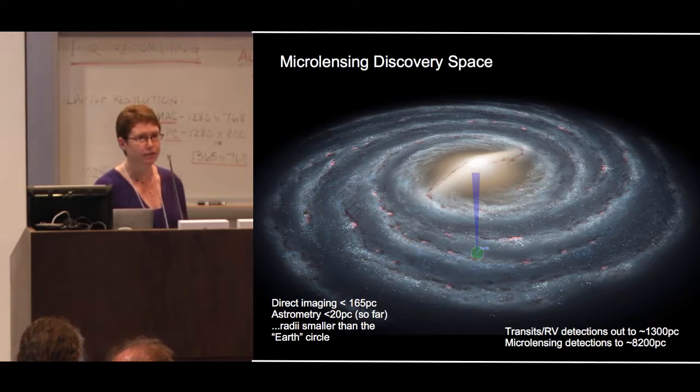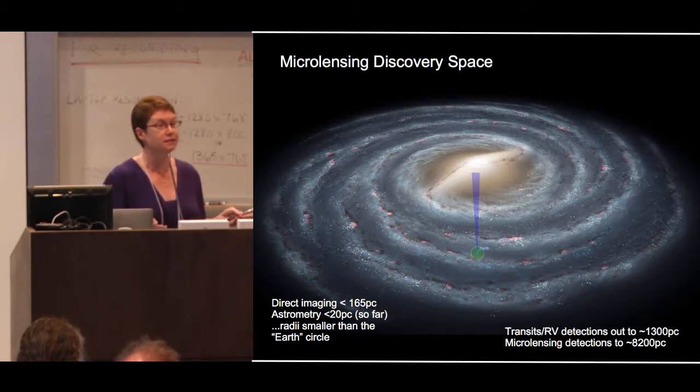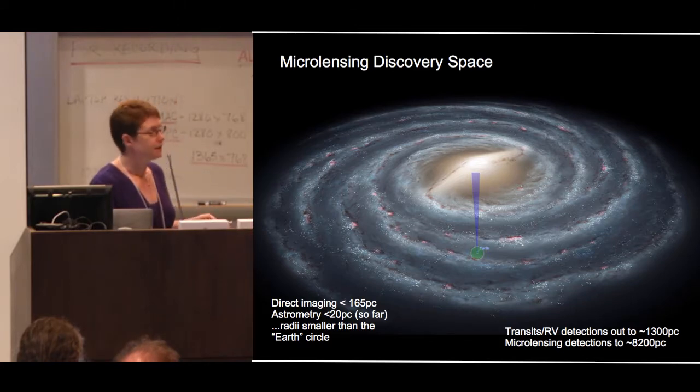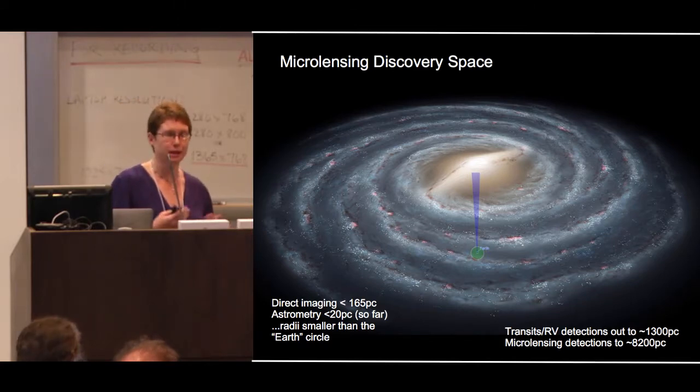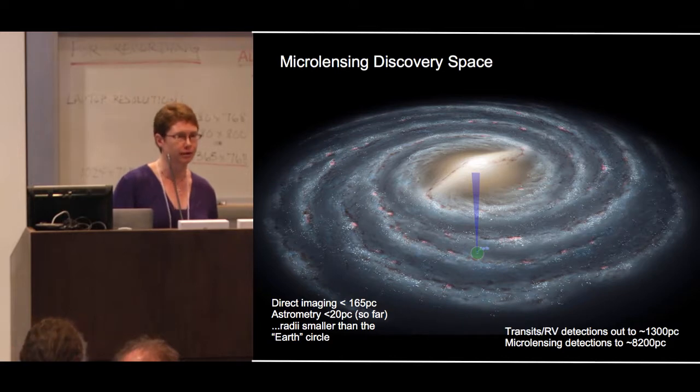They can go out to 1,300 parsecs or thereabouts. But to put that in context, that green circle roughly represents that radius. And so, as you can see, there's a huge area of our galaxy which we simply haven't yet explored. And there are reasons to think that the planet formation may not be uniform throughout the galaxy.